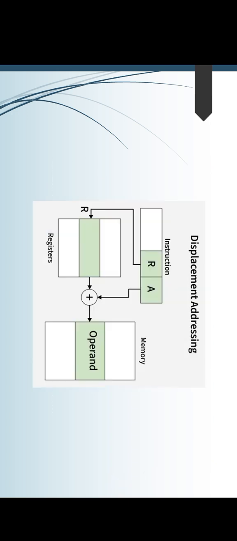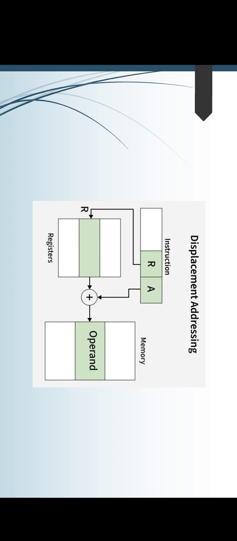Next is displacement addressing. Displacement addressing is also called indexed addressing, base register or relative addressing. In this, the effective operand address is calculated by adding a constant value, called the displacement, to the content of one or more registers. The instruction provides a base register R and address part A. The CPU adds the value of R and A to get the effective operand address, and the operand is fetched from the calculated address in memory. For example, it is used for arrays, accessing an element at a position relative to a base.